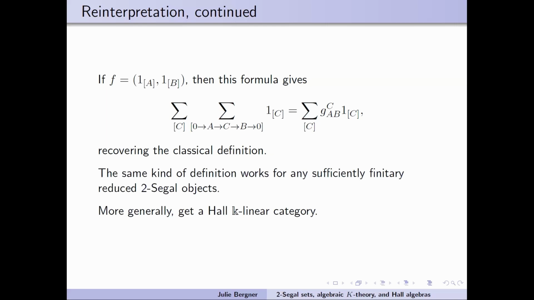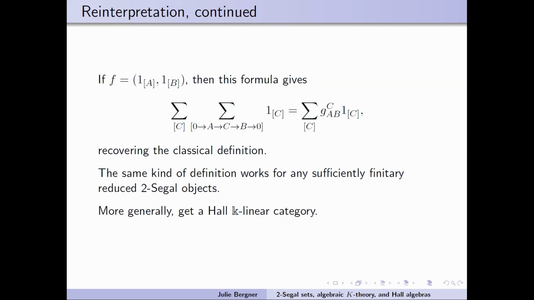Okay, and so the same kind of definition is going to work. Again, you need to have some finiteness assumptions, so all the summations that I've defined are well defined. But you have to feed in something that's reduced in order to get an algebra. If you have a 2-Segal object that is not reduced, then you would get an algebra with many objects, so an algebraic or K-linear category.